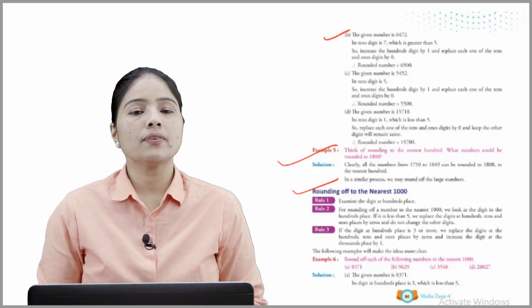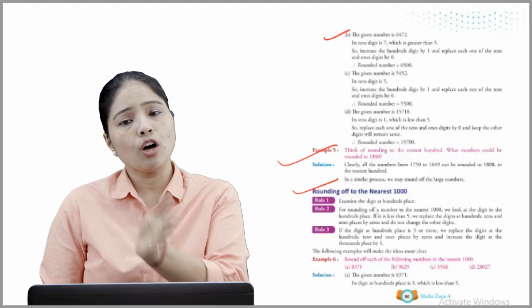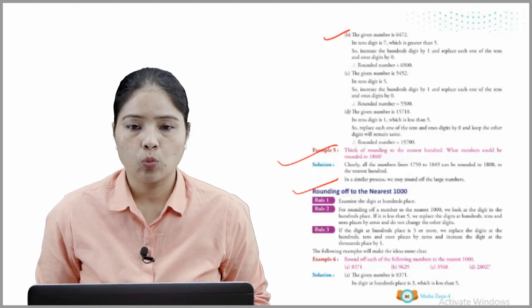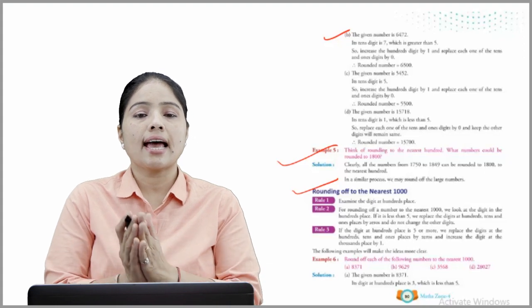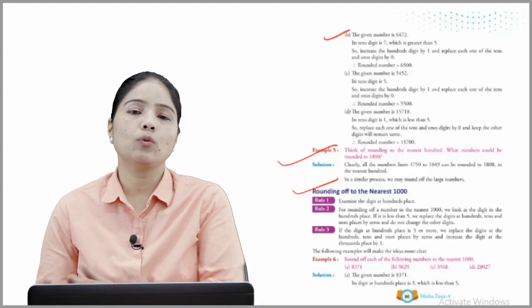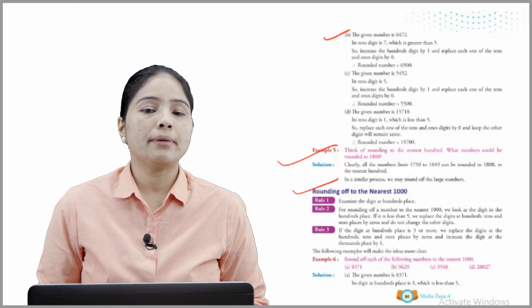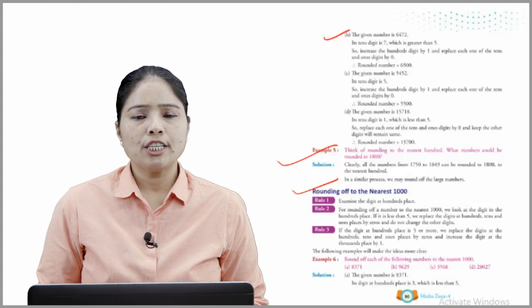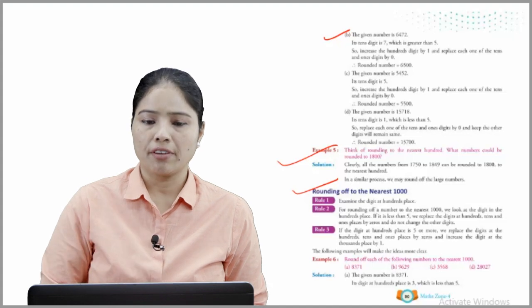Okay. Rule number 3 is if the digit at the 100 place is 5 or more, we replace the digits at the hundreds, tens and ones places by zeros and increase the digit at the thousands place by 1. Okay, I hope you understood. The following examples will make the ideas more clear. Example number 6. Round off each of the following numbers to the nearest 1000. First one is given 8371.